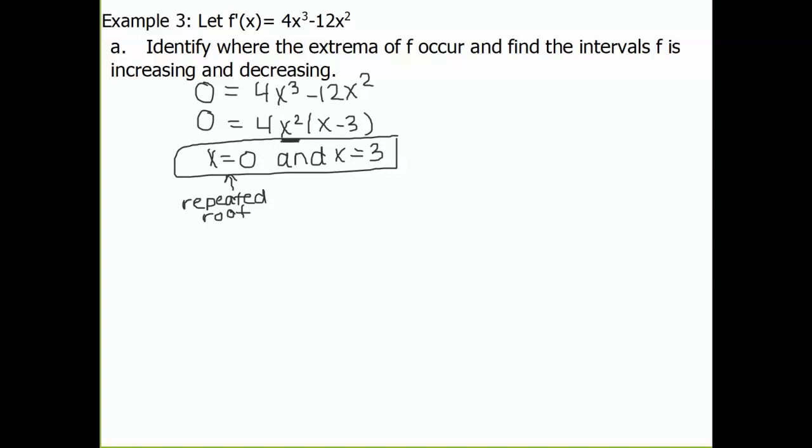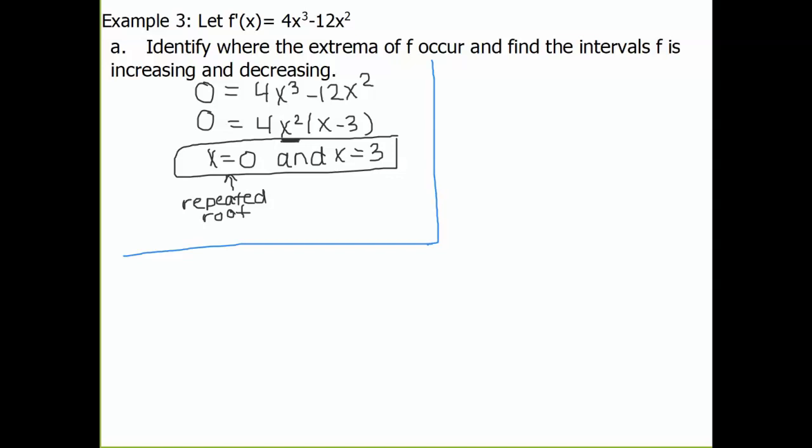Because this is a cubic function, that tells me I need to have 3 roots or solutions, and I do because 0 is repeated. So that's just something important you need to keep in mind when you're getting your critical points. And you're going to see why that repeated root is important in our test. So again, we have 2 ways we could go about doing this. We're going to do it both ways just to practice.